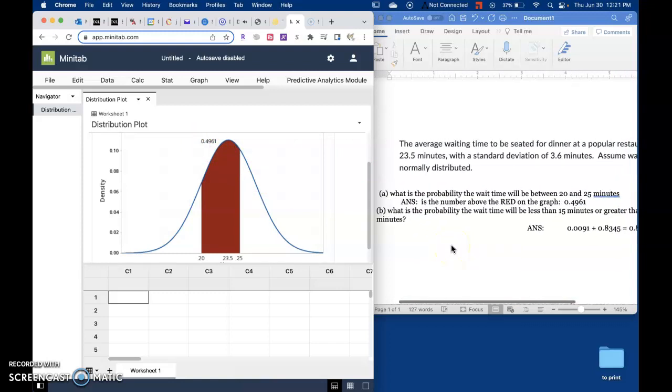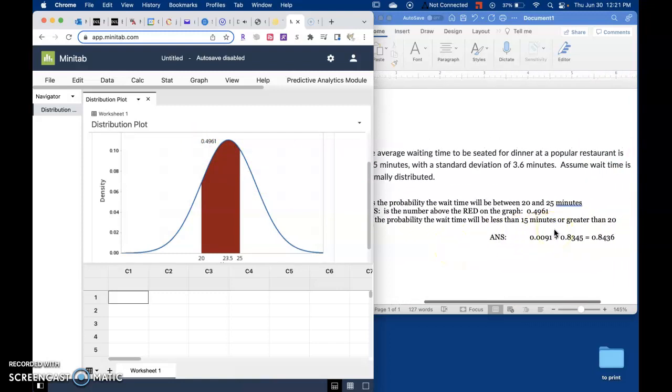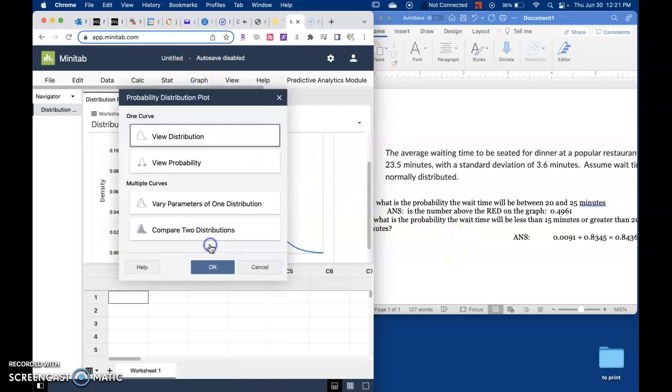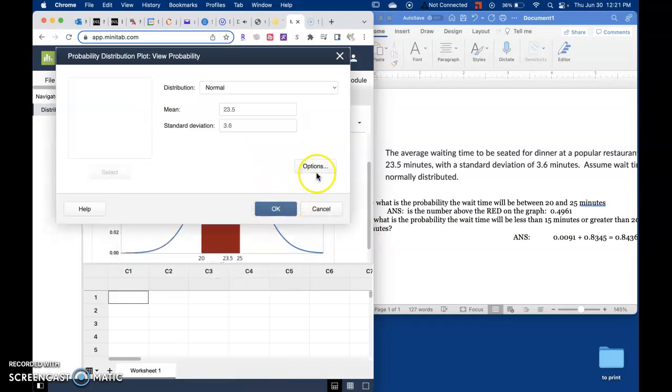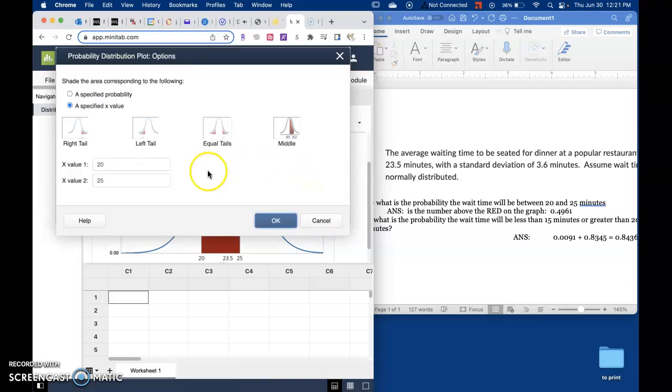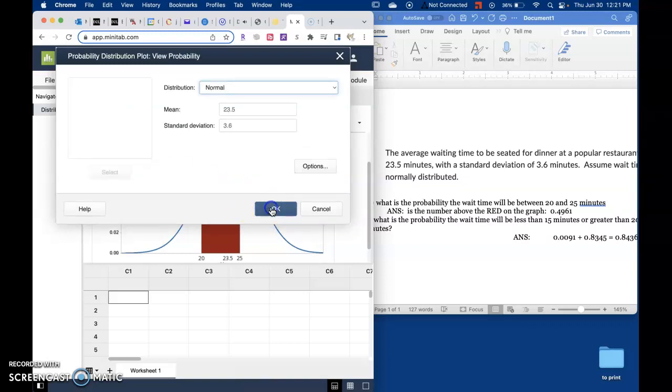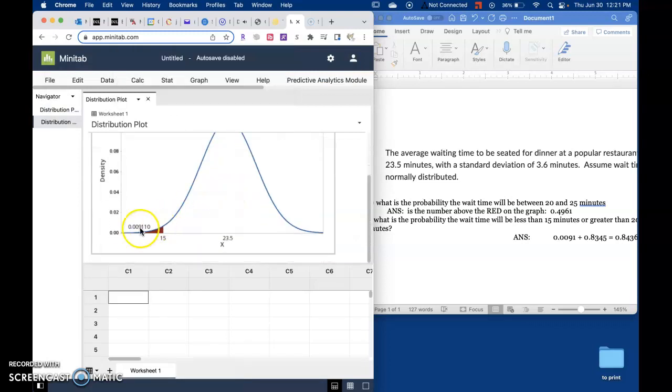Okay, the second question, what is the probability the wait time will be less than 15 minutes or greater than 20 minutes? So again, we're going to graph, probability distribution plot, view the probability. You can do this one a couple of different ways, but I think the easiest thing, of course, we're working on the same problem, so the mean and standard deviation did not change. So we need to know less than 15 and greater than 20. So I'm going to choose left tail, because that's going to be the less than 15 minutes, and click OK and OK.